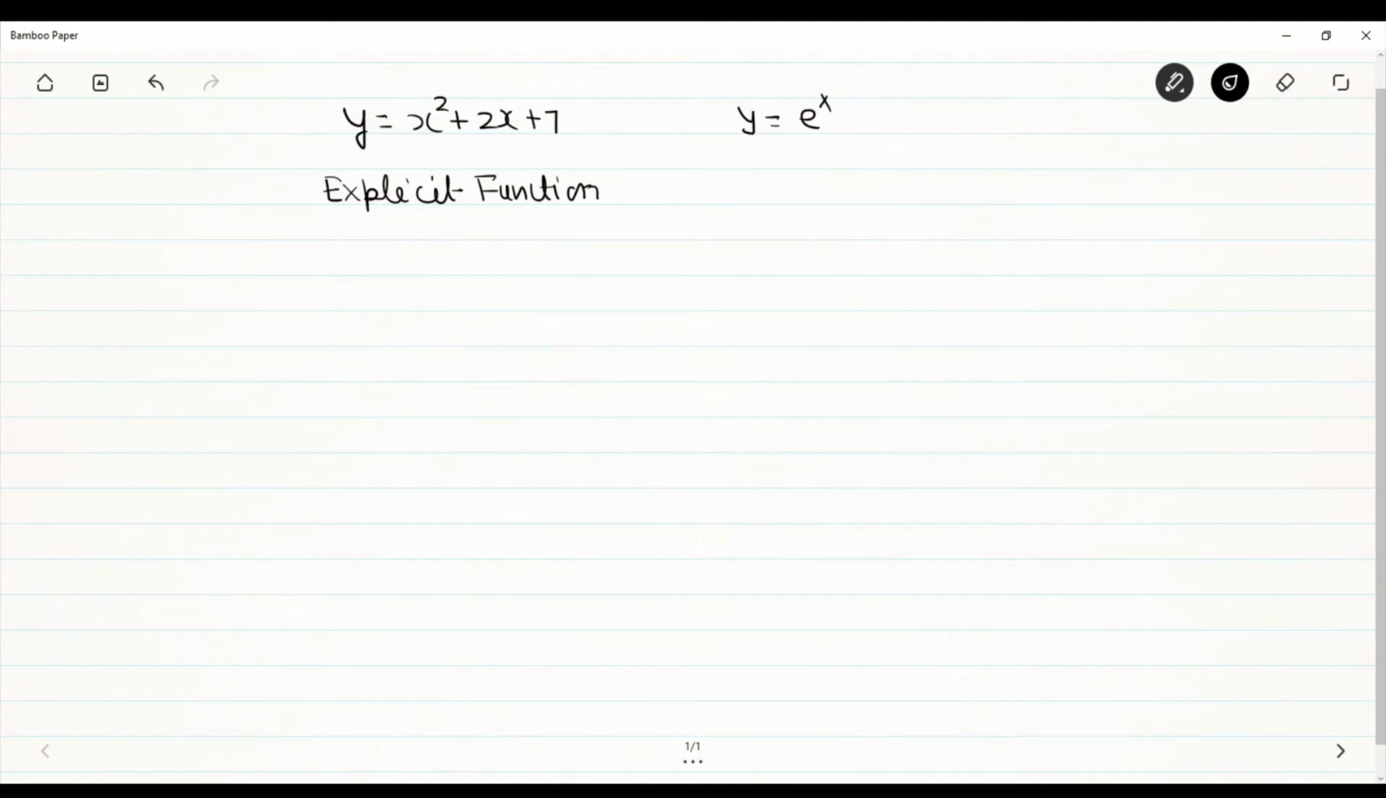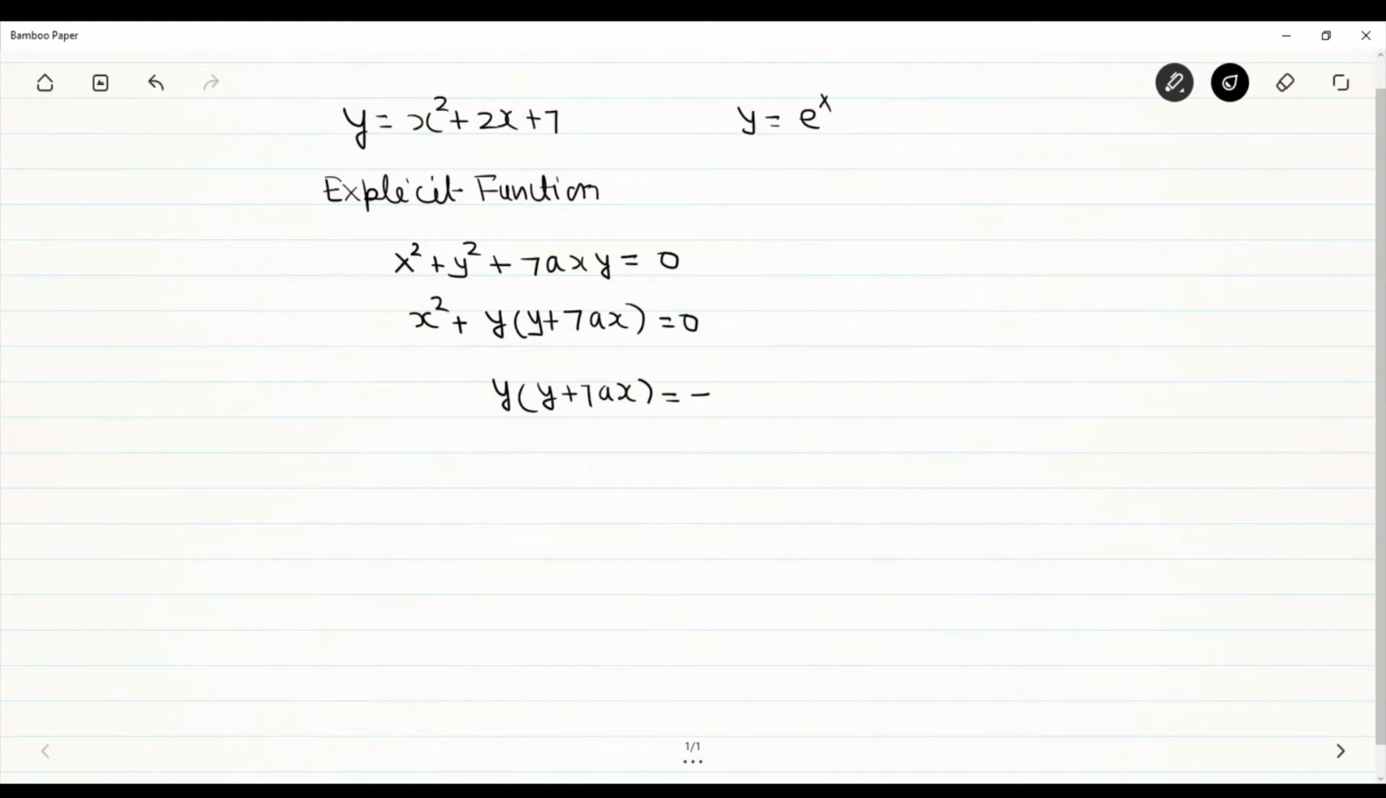Now, let's consider some functions, for example, x square plus y square plus say 7axy is equal to 0. Now if I try to separate y here, it is x square plus, I can take y common, y plus 7ax is equal to 0. Still if I try to write y, it is y plus 7ax is equal to minus x squared. Or if I write it entirely in terms of y, it will be minus x square upon y plus 7ax.